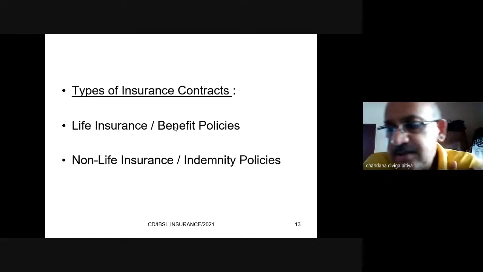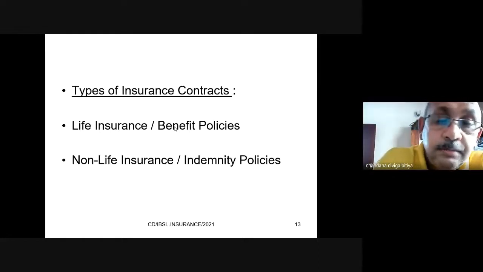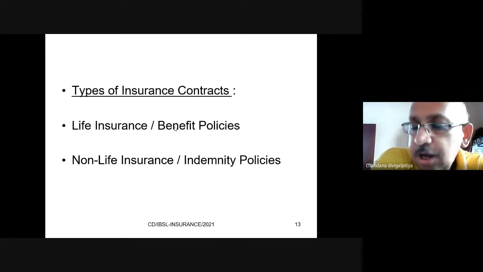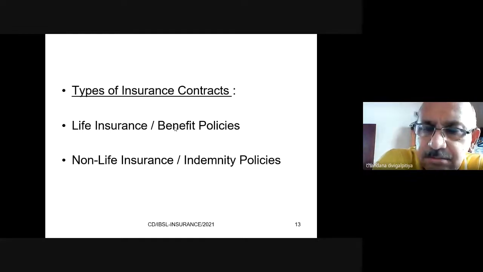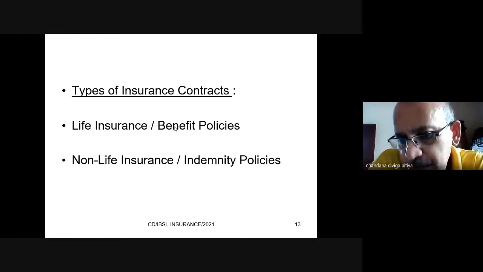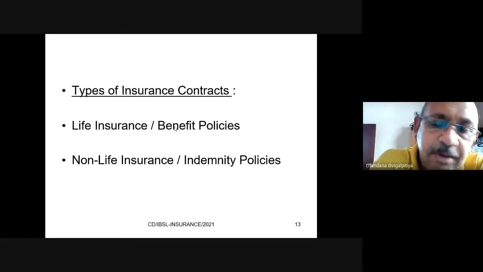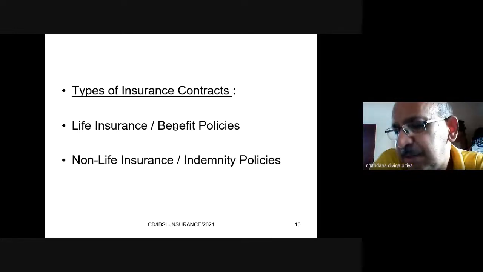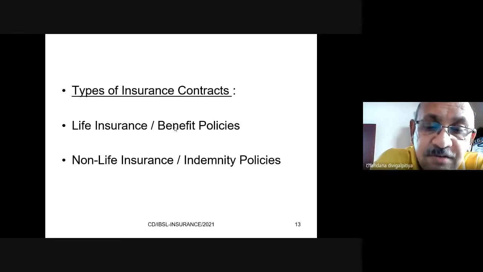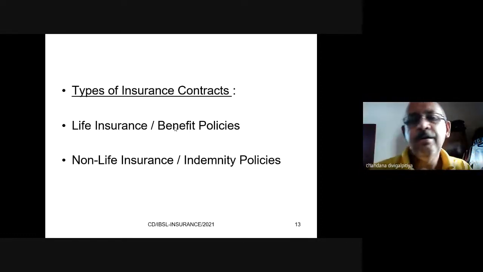Types of insurance contracts. With this, I will have a break. Basically, life and non-life. Life means individual insurance. Non-life means like motor, health, fire, marine, so on and so forth. Now, there are two words, benefit and indemnity. Life policy, we get benefit policies. Non-life policy, we call indemnity policies. Rather than explaining those two words, I will give two examples.